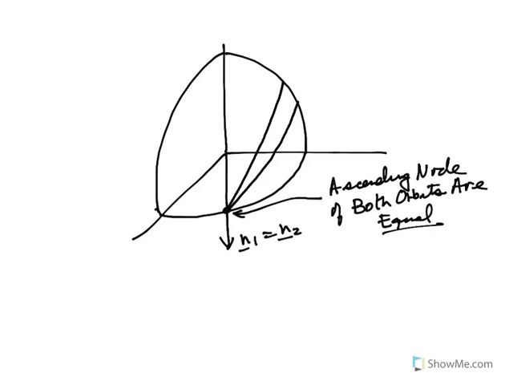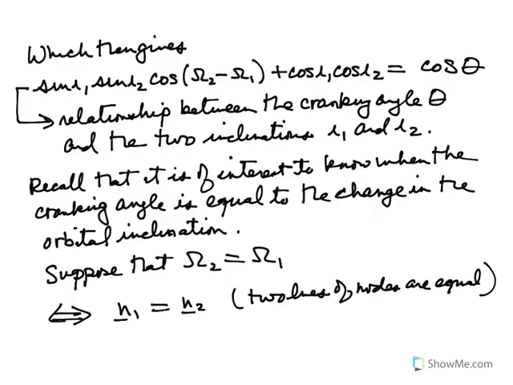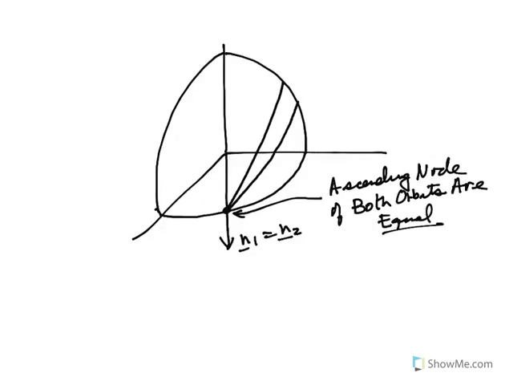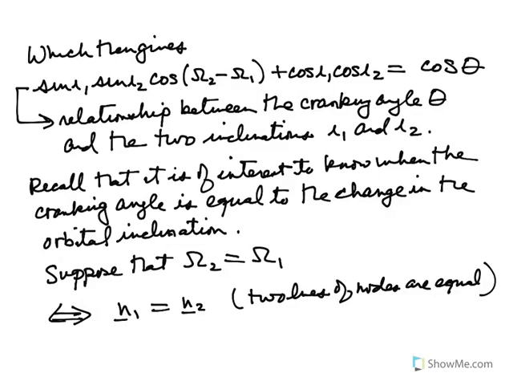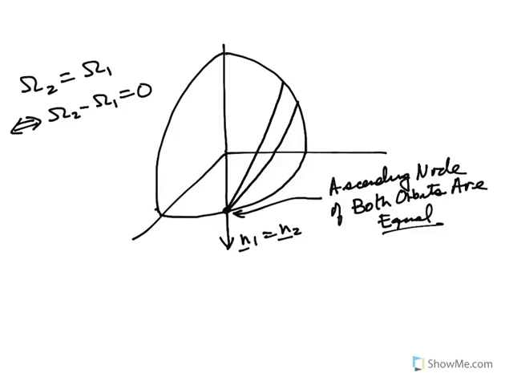So as a result of that, if you go back over here and we substitute in omega 2 equals omega 1, what that means is that omega 2 implies, or it's the same thing as saying, omega 2 minus omega 1 equals 0. So now let's go back and substitute. If we substitute that condition in, then the last result that we got, which is the relationship between the cranking angle and the two inclinations, simplifies.